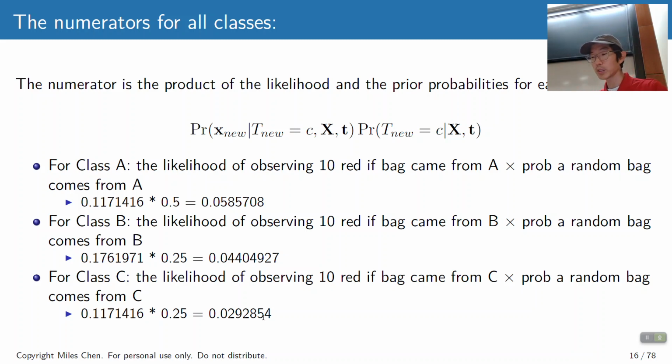Let me just pause there and check in and make sure this makes sense, getting all of these numbers for each of these cases here.